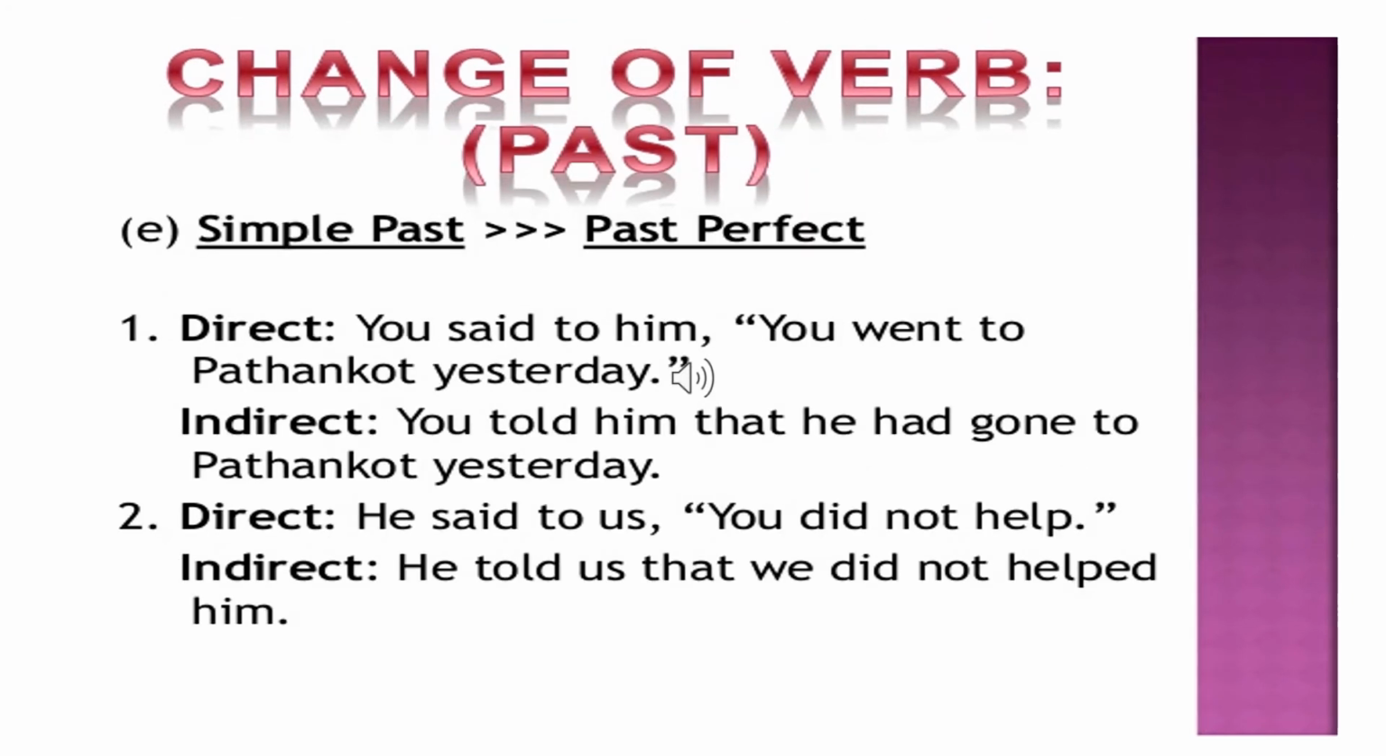If the tense in the direct speech is in the simple past form, then in the indirect speech the form of the verb changes to the past perfect form. You said to him, "You went to Pathankot yesterday." Here, went is in the simple past form, and in the indirect speech it becomes, you told him that he had gone to Pathankot yesterday. Here, had gone is in the past perfect form.